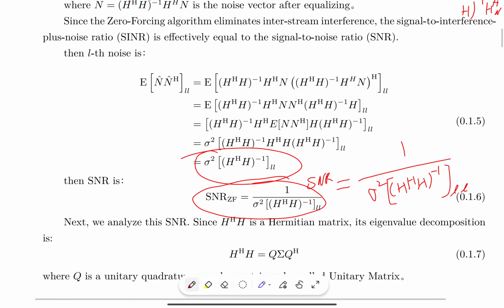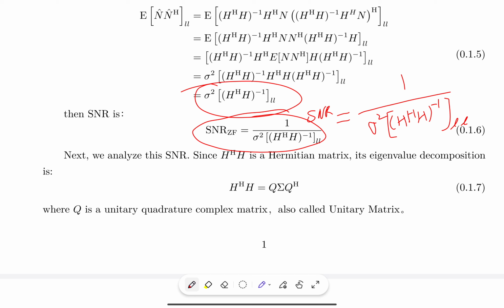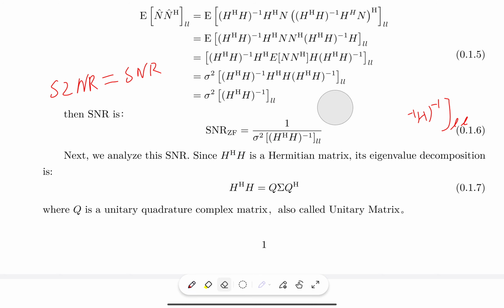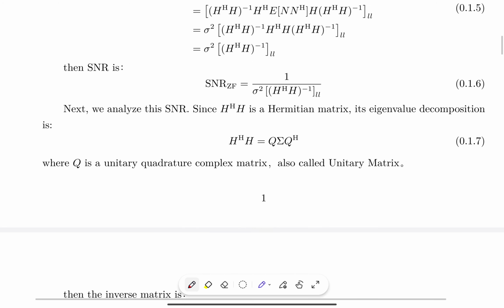In this scenario, I mean the zero forcing equalizer, the SINR is equal to the SNR, so we call it SNR. So the SNR is this one, the final is this one. Let us analyze this one. To get some intuition, we do an eigenvalue decomposition.